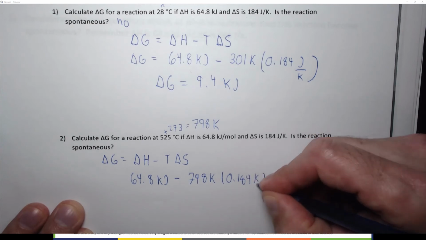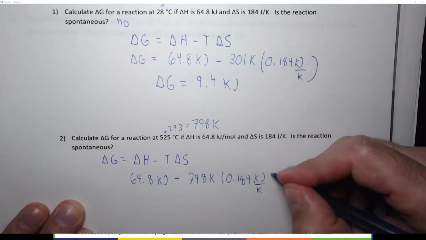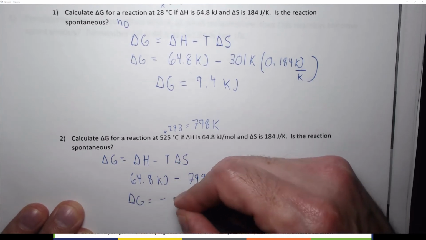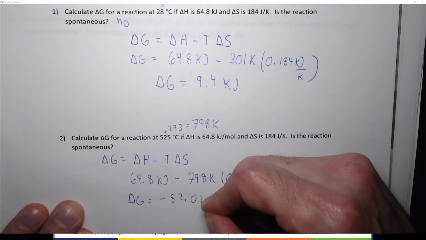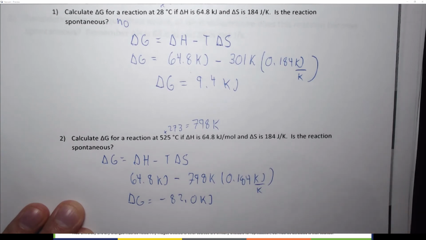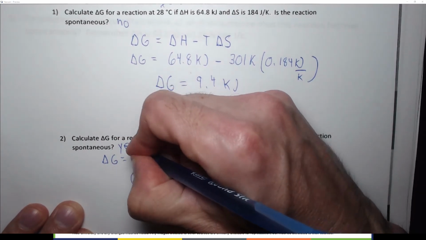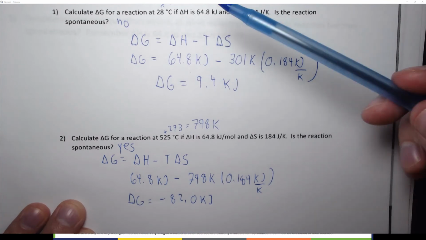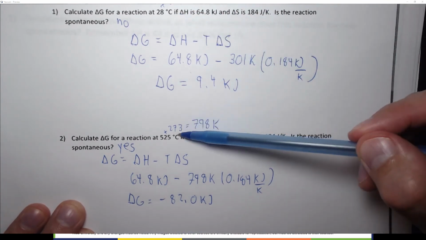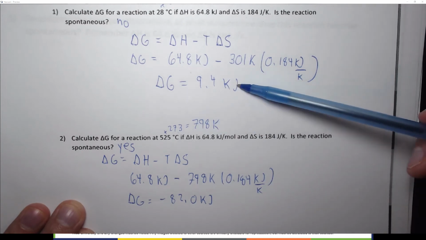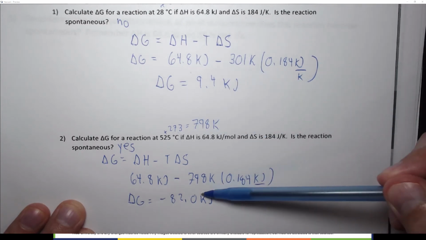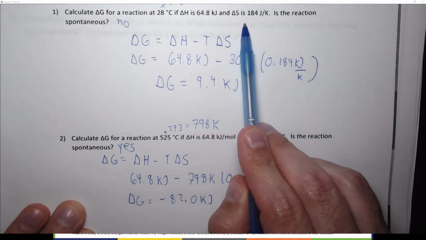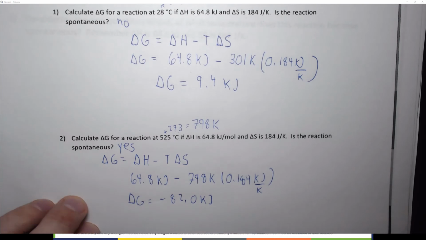So now we have to put in 798 K and times the same 0.184 kilojoules per K. That should be kilojoules per K. All right. And when we do all that, we find that delta G equals minus 82.0 kilojoules. Now the reaction is spontaneous because now the delta G is negative. So somewhere between 28 degrees C and 525 degrees C, it went from non-spontaneous to spontaneous. Remember that because delta H is positive and delta S is positive, this reaction is spontaneous at high temperatures.